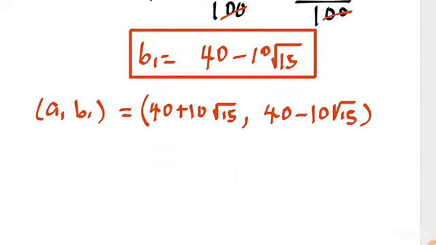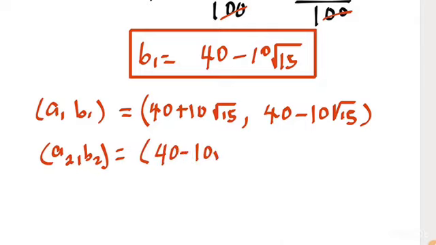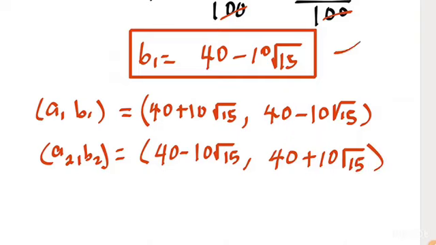So for the second set of solution, A2, B2, you know A2 will be 40 minus 10 root 15, while B2 will be positive. You can see that we are still getting the same solution. So therefore, we don't need to do for the other one as we did here. Are you getting it now?